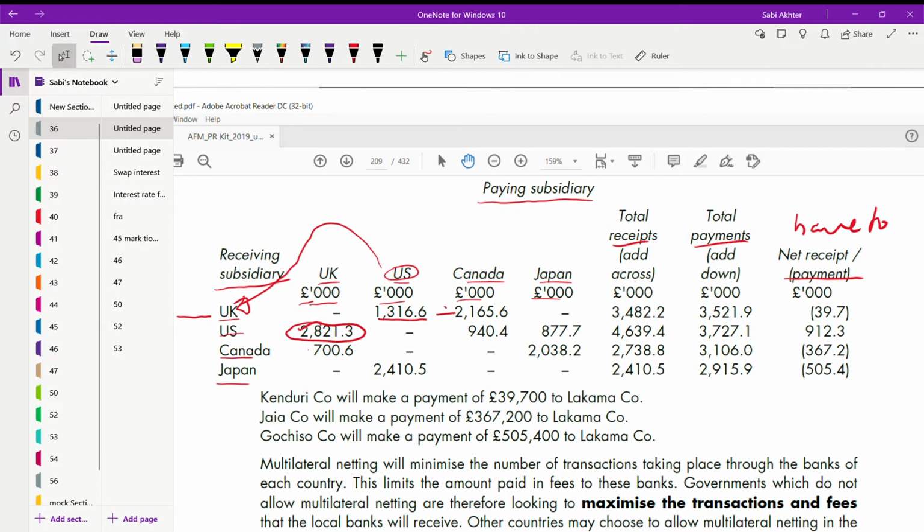This and this will give you this. This and this and this will give you this. This and this will give you this. This will give you this. You are adding across, horizontally. For receipts. For payment, you are adding downwards.